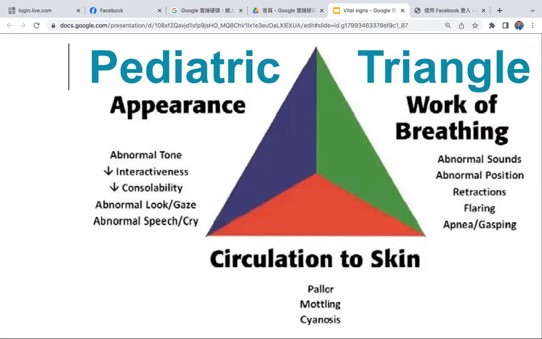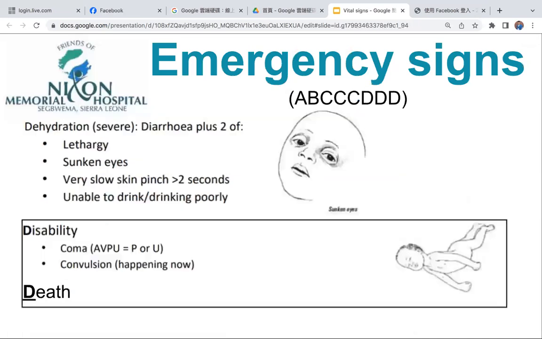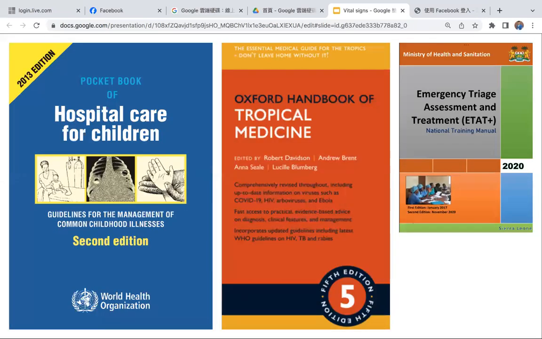And then the pediatric triangle, ABC: appearance, breathing, circulation. And then the last one is the emergency signs, AB, CCC, DDD. These are the supplements you can read. Thank you.